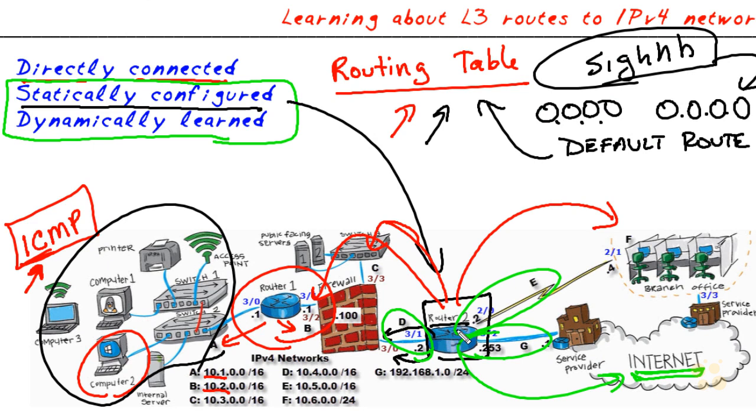So in the case of R2, it's very likely that if we were going to configure a static default route, we would tell R2 that the default route would be the IP address of .1 on the 192.168.1 network, which is the service provider for everything out on the internet.